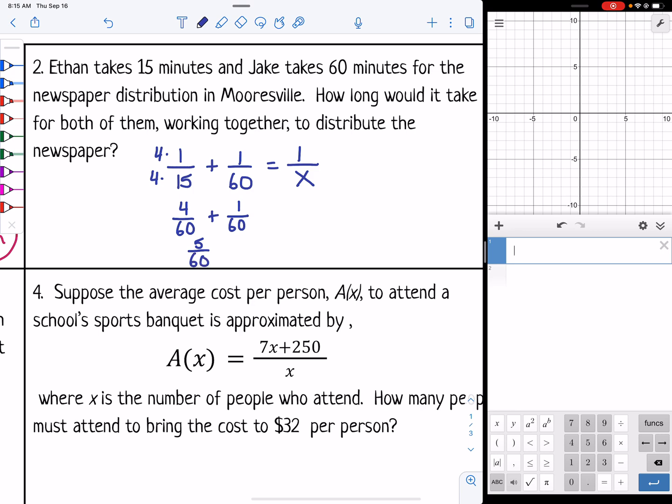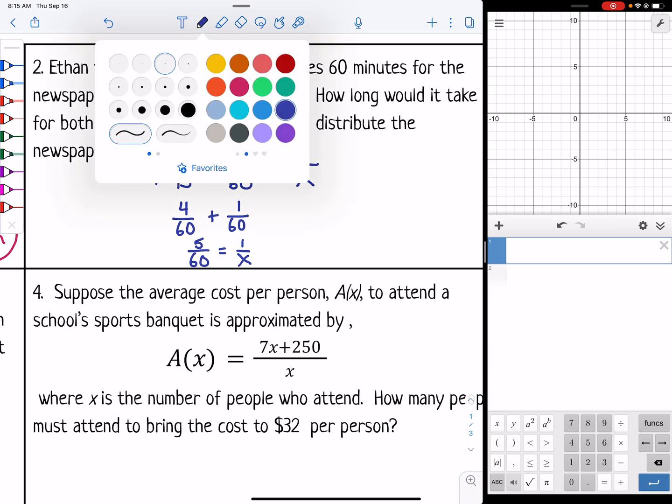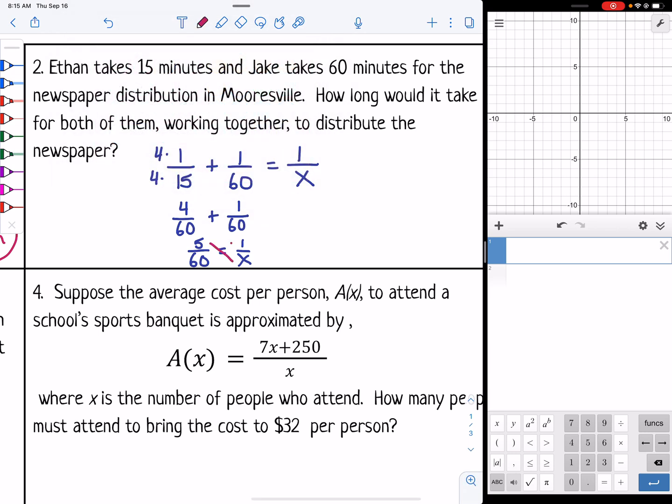So you have 5/60 is equal to 1/x. Then you can just cross multiply because you have one fraction equal to another. So you get 5 times x, that's just 5x, and then 60 times 1 is just 60. And then solve for x, so divide by 5, and we just get 12. So they would take 12 minutes working together.